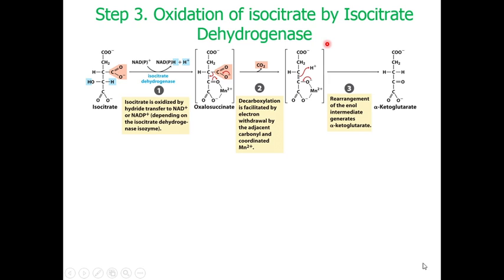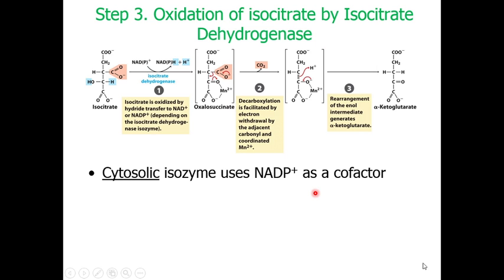There are 2 different forms of isocitrate dehydrogenase enzyme. One is a cytosolic enzyme that uses NADP+ as a cofactor. This enzyme can also use NAD+ as a cofactor. The other isoform is a mitochondrial enzyme, which uses NAD+ as a cofactor. This is a highly thermodynamically favorable reaction, going from isocitrate to alpha-ketoglutarate, and it is regulated by product inhibition and ATP.